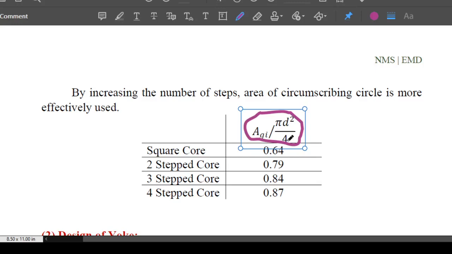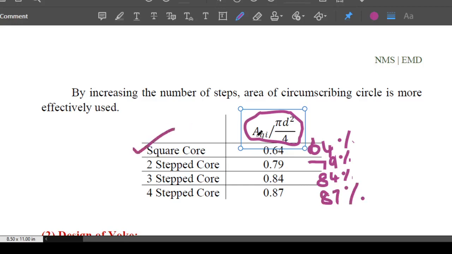Now just compare whatever values we have got with all these values. So let me take this in terms of percentage. If I take it in terms of percentage, it is 64 percent, this is 79 percent, 84 percent, and finally it is 87 percent. So what do we infer from this table? Suppose you are using a square core for a circular coil, the usage is only 64 percent of your iron. So the remaining percentage is not utilized.